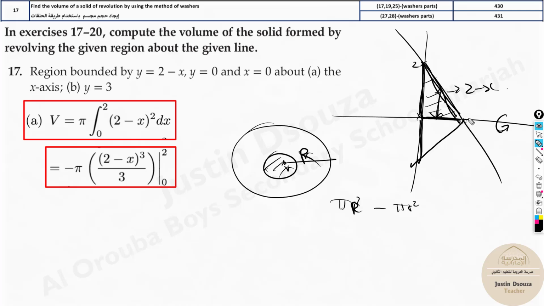The intervals need to be found out. How do we find those intervals? From here to here along the x-axis, because it's dx, it's along the x-axis. This is 0, but how do you find this? By equating this equation 2 minus x with 0. So solve for x, it goes to the other side, x is equal to 2. So we know the limits are 0 and 2. That's how we get the limits. And over here, there's only one equation to use because it's a disk.